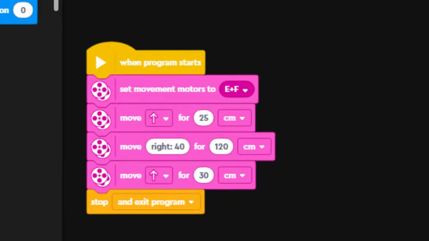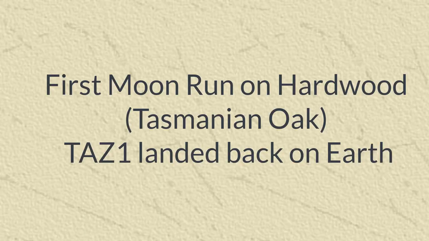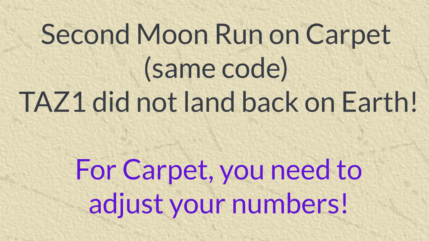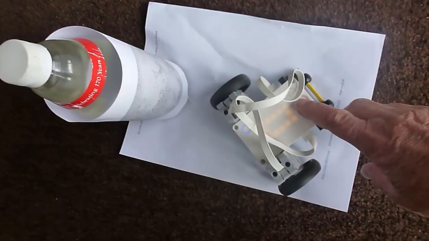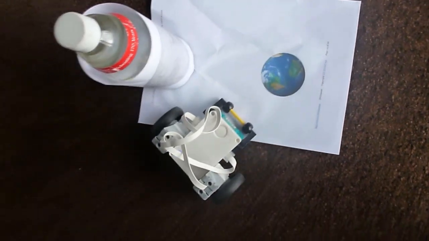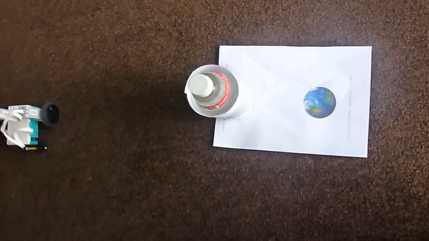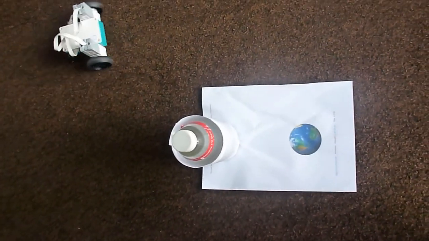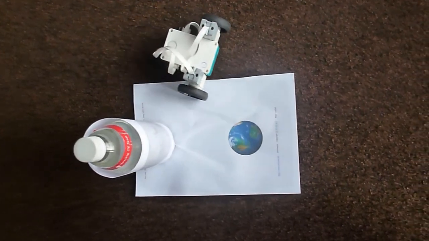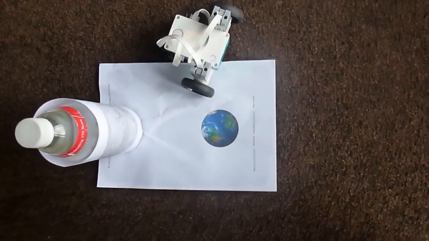Well, our robot landed nicely back on Earth again, but it may vary depending on the surface you're running it on. I ran it on hardwood, but when I ran that on carpet, the result was different, as you'll see here. So you'll need to change those numbers, those values, depending on the surface you're running on. So experiment, have fun, and enjoy your robot.